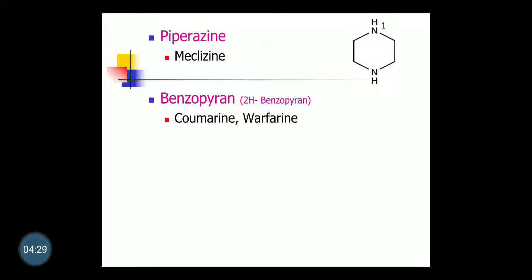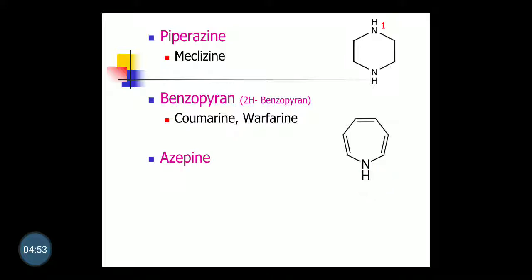Next, benzopyran. Actually, it is the least important. Coumarin, warfarin, which is an anticoagulant, has this ring. It is least important. Next, azepine. Epine stands for a 7-membered ring. For example, the 7-membered ring ends with epine, and aza stands for nitrogen, means it's a 7-membered ring having nitrogen as a heteroatom.